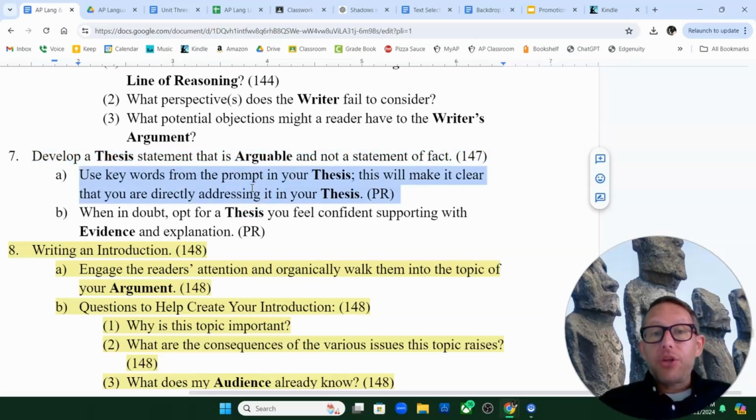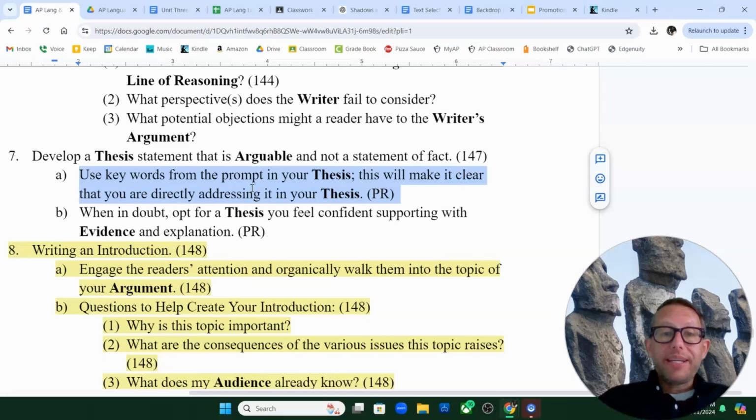You might want to think about using some of those keywords from the prompt directly in your thesis to make it very abundantly clear that you're addressing that prompt. That way we can't be unsure or unclear if you are or are not. So by all means, use some keywords. Don't restate the prompt. Don't rephrase the prompt necessarily. But if you want to use a word or synonyms for words from that prompt in your thesis, there's certainly nothing wrong with that. So by all means, go ahead and do that.